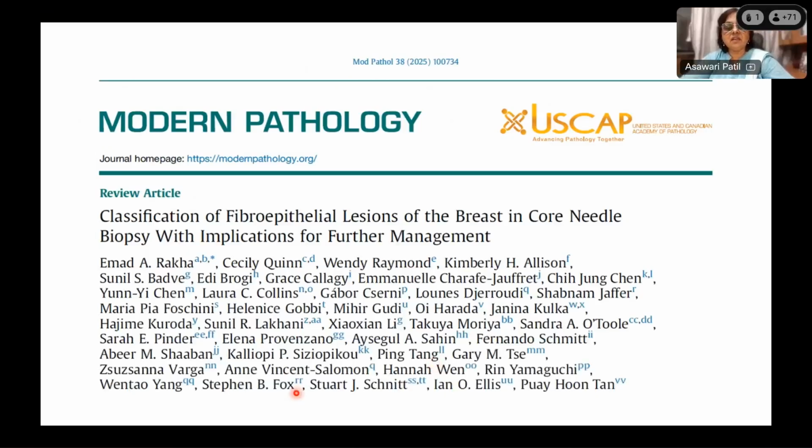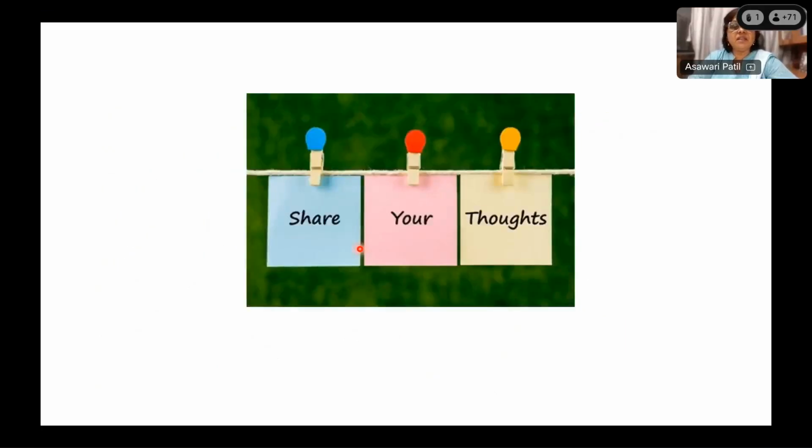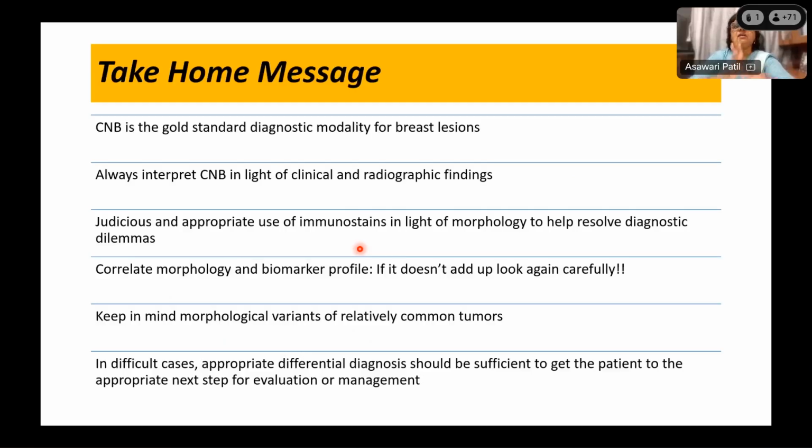There is this nice article, how to approach or how to classify fibroepithelial lesion in breast core needle biopsy. It is freely available on internet. Please go through that because I think we are almost approaching 9:30, so I'm not going to go through the details of this article, but it is very nicely explained. Anyone has any thoughts? This is our take-home message.